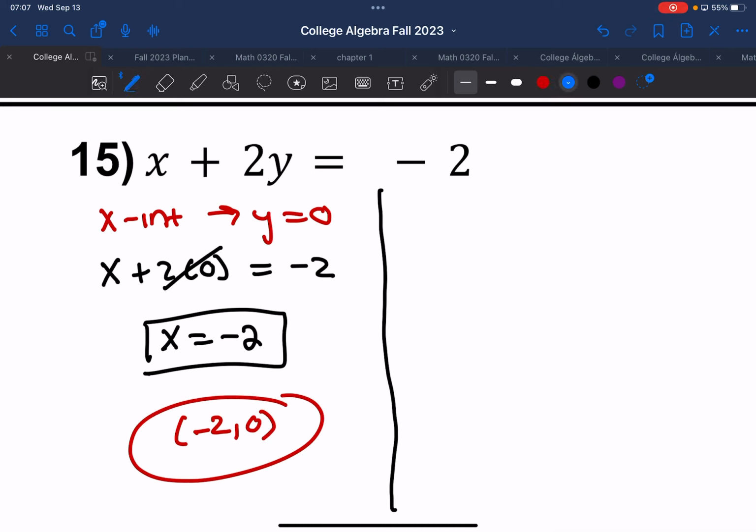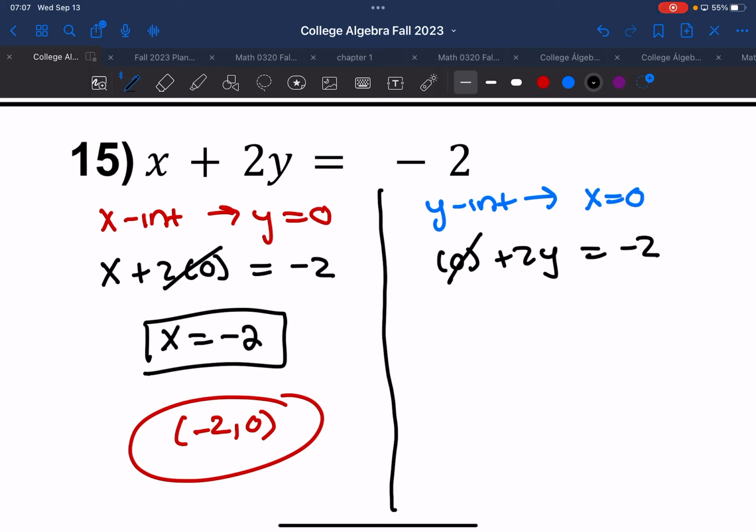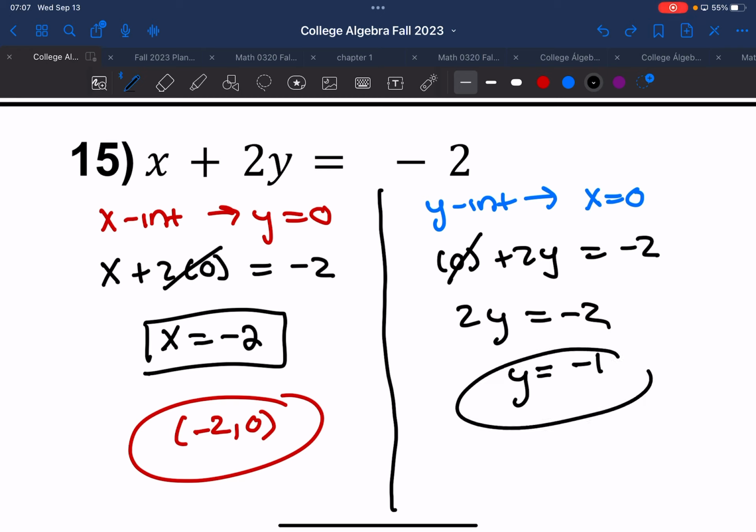For the y-intercept, you should have got that. The y-intercept is when we plug in 0 for x. So I get 0 plus 2y is equal to negative 2. That 0 cancels out, so I'm left with 2y is equal to negative 2. Divide both sides by 2. Y is equal to negative 1, which I can write as the point 0, negative 1. Okay, so those are the points you should have got for 15.